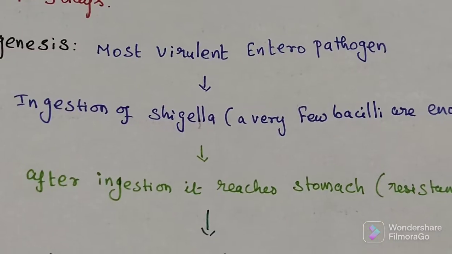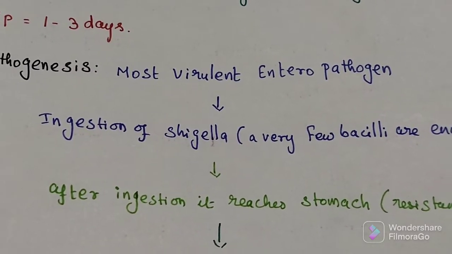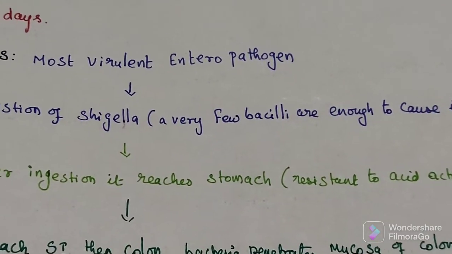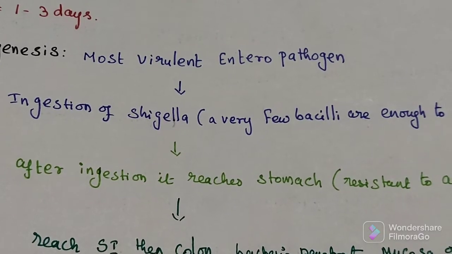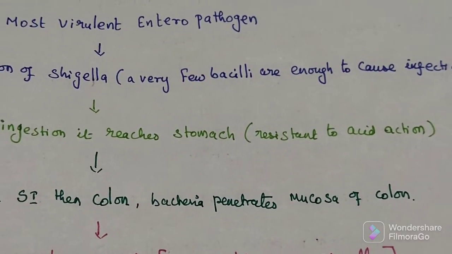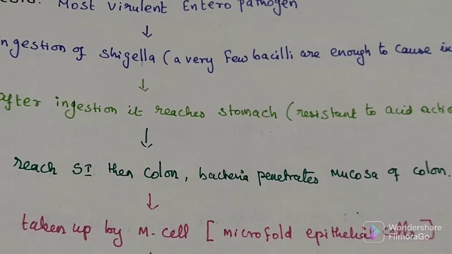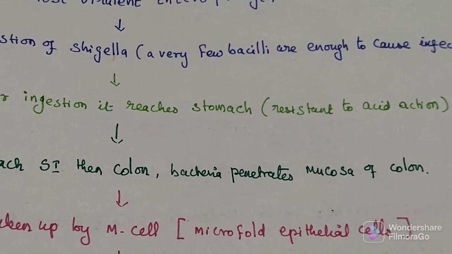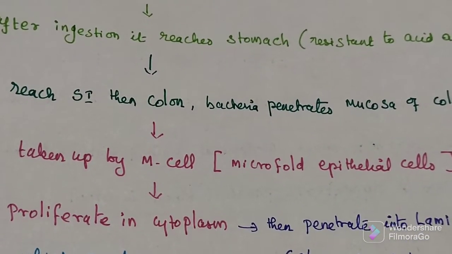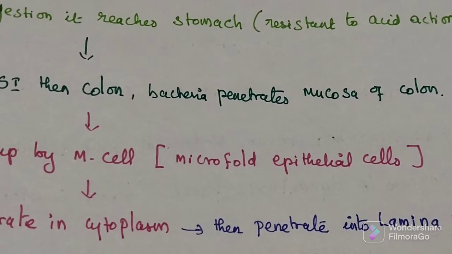Next, moving to pathogenesis. Shigella is the most virulent enteropathogen. With ingestion of Shigella, very few bacilli are enough to cause infection. After ingestion, it reaches the stomach, where it resists acid action, then reaches the small intestine. Then it reaches the colon, where bacteria penetrate the mucosa and are taken up by M cells, also called microfold epithelial cells.